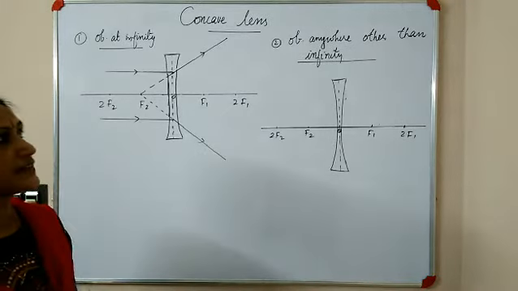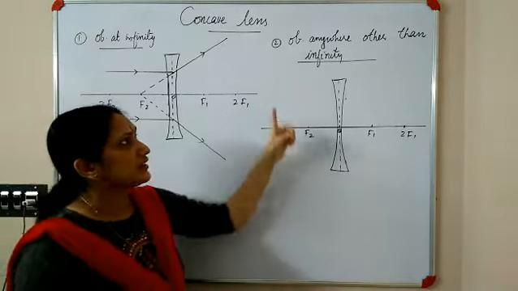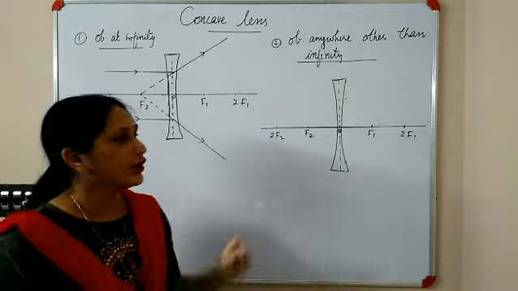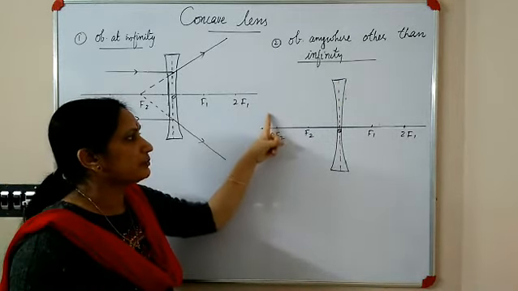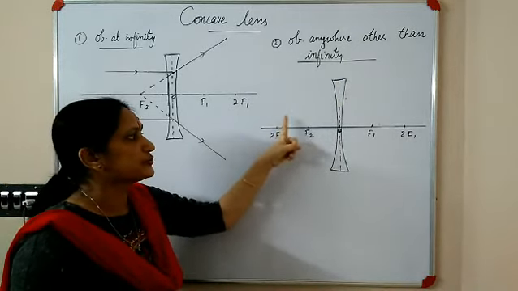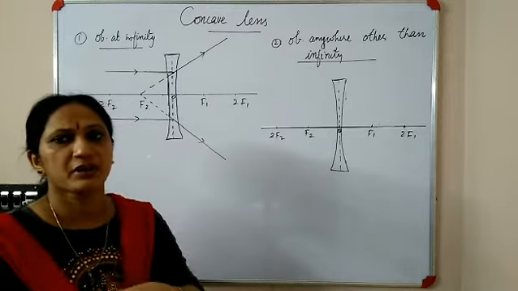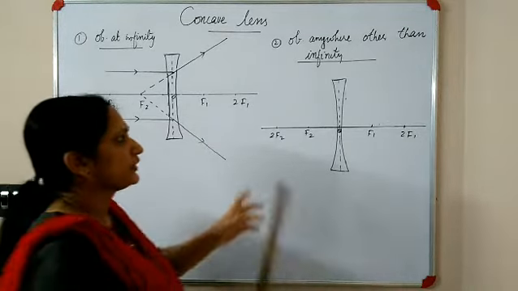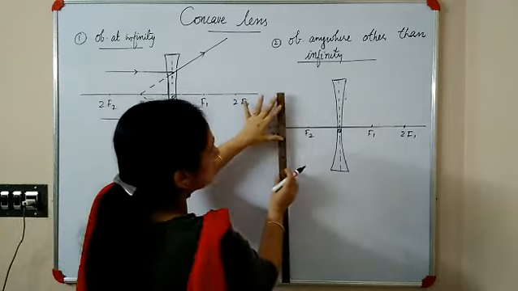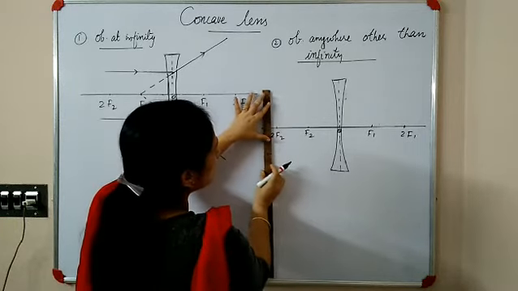Now let us see the second case. Object anywhere other than infinity. You may place the object anywhere beyond 2F or at 2F or between F and 2F. Anywhere you can place the object, the image formation happens in the same manner. So here anywhere you can draw the object. I am drawing the object here.